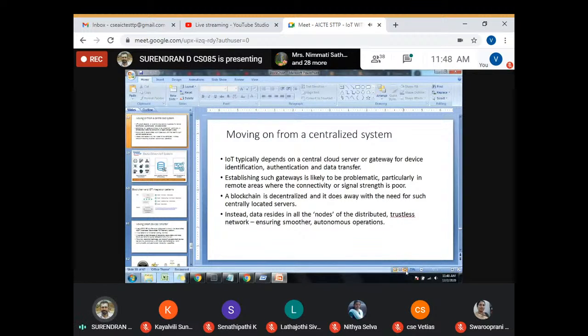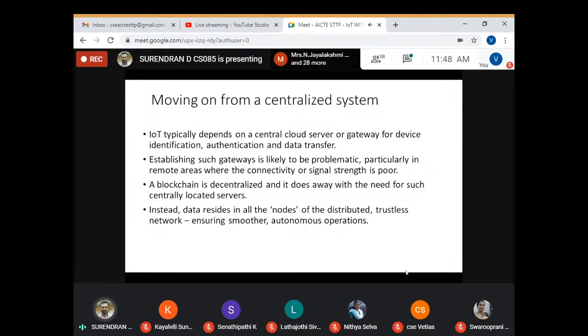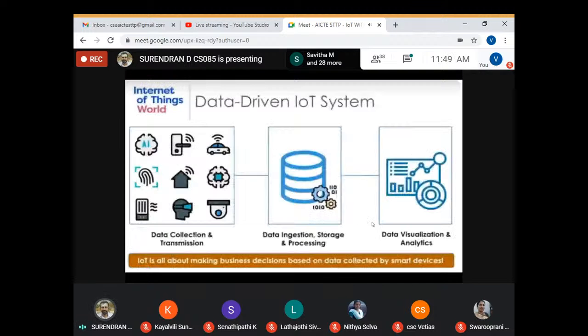Right. So IoT depends on a centralized server for identification, authentication, and data transfer. Again, the same thing: we say that centralized is going to be problematic. With blockchain, it eliminates the need for a central service. Instead, data resides in all nodes of the distributed trustless network, ensuring smooth and autonomous operations. So this is the data-driven IoT system.